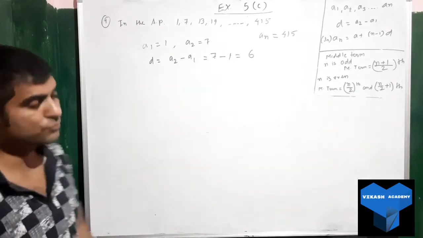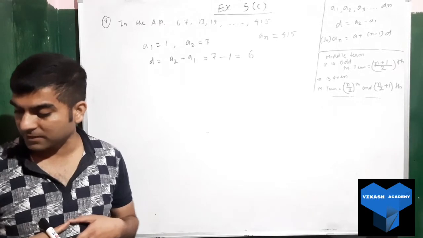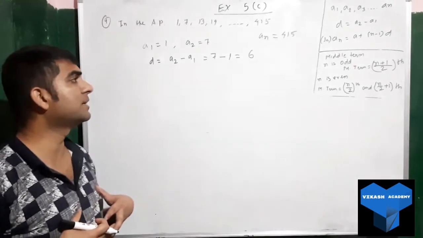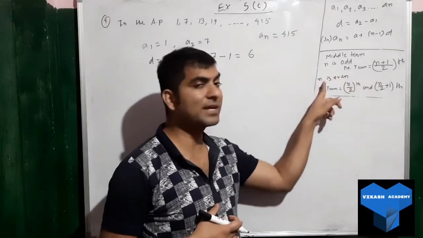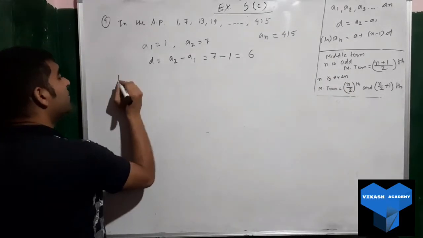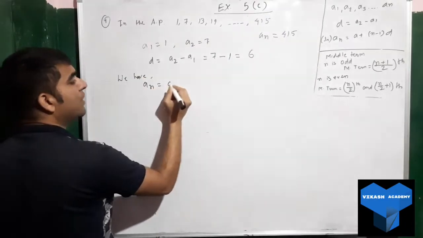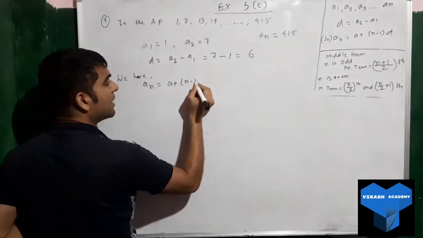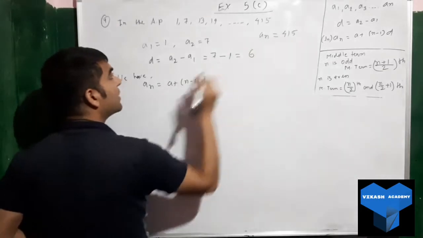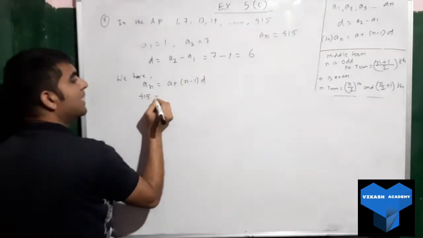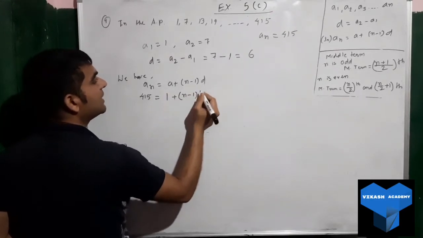Now what will be next? We have to show, prove, that the sum of the middle term is equal to the sum of the first term and the last term. So let us first find the middle term. You know that the middle term formula is this one or this, right? So we need the value of n, then only we can apply this formula. So for that we will use this: An is equal to a plus n minus 1 into D. Now An is 415, so we'll write 415 equals a, which is A1, plus n minus 1, and D we got 6.